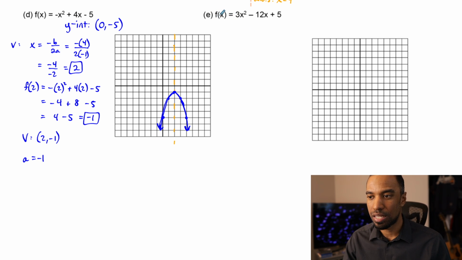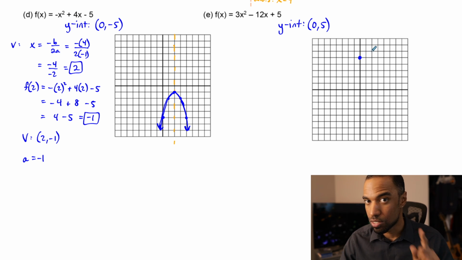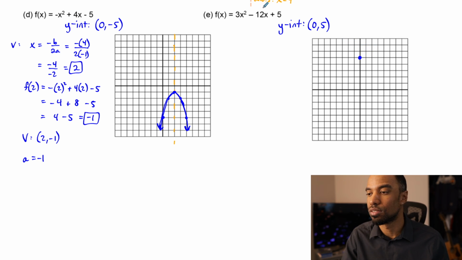So let's do it again. Part E, f of x equals 3x squared minus 12x plus 5. I'm going to go back to the idea that the y-intercept one more time is graphable in that we can identify it and it actually fits in the window. 0, 5, it's up here. That is not necessarily your vertex. In fact, it's not your vertex.